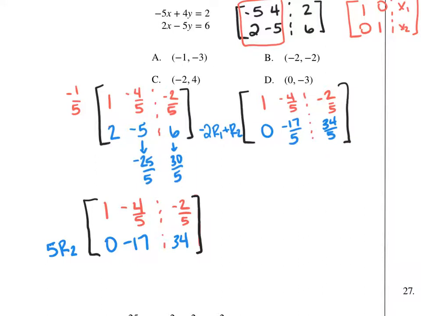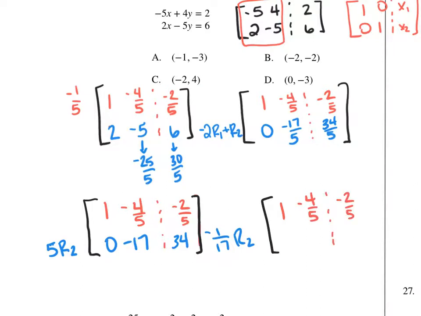Next up, I see that I need a 1 in this position right here. So I can divide that by a negative 17. And that's nice because both of these are divisible by 17. So I'm going to get this: negative 1/17 R2. And that's going to give me 1, negative 4/5, negative 2/5 at the top.